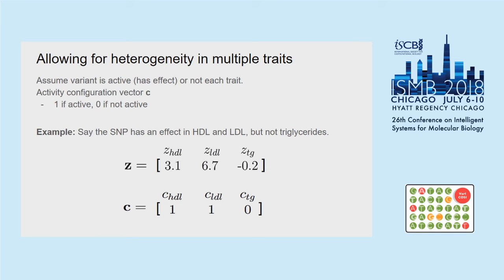So just for example, let's say that we have a SNP which has an effect in HDL and LDL cholesterol but not triglycerides. If using the z-scores we saw from the last slide, it wouldn't be that surprising if this was a SNP which was active in HDL cholesterol and LDL cholesterol but had no effect in triglycerides, like no true effect in triglycerides.